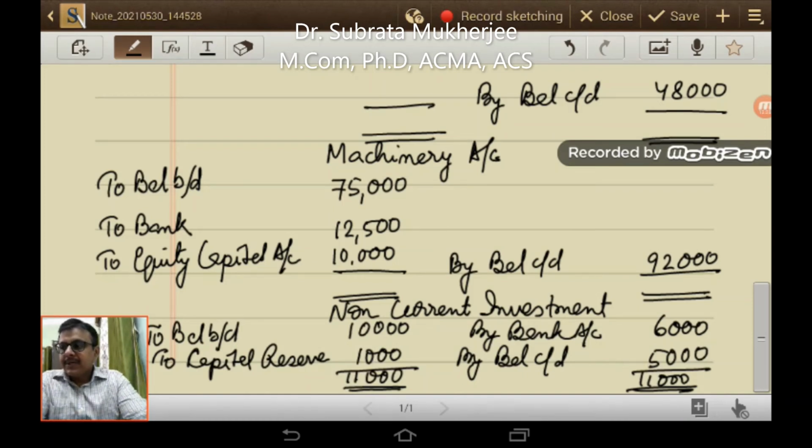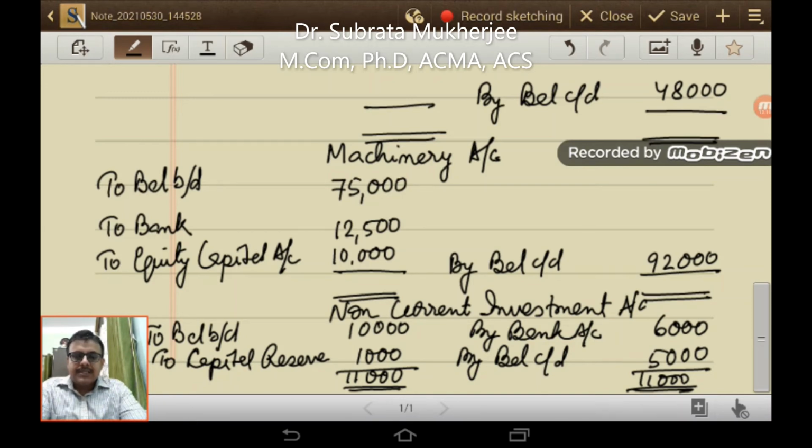The next item of adjustment is that the company sold some investment at a profit of rupees 1,000, which was credited to capital reserve. So there is a balance in capital reserve of rupees 1,000. This is the profit that has been received from the sale of investment. Under non-current investment account I have placed it: the amount of profit has been transferred to capital reserve, that is investment account debit to capital reserve for 1,000, and the balancing figure represents the amount received on the sale of investment, that is rupees 6,000. So the total of the debit side and the credit side is rupees 11,000.